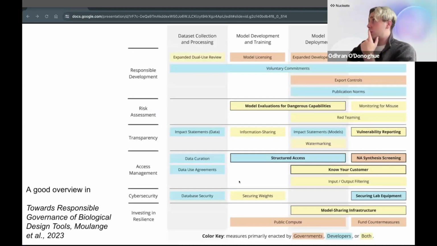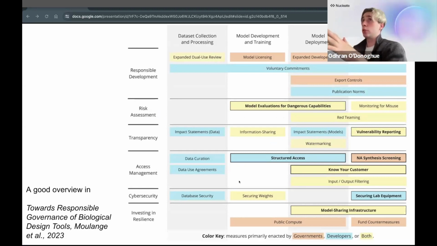Firstly, I mentioned that lab automation follows on from biological design tools. Don't worry about reading all of this. I'm just putting it up here to show that people are thinking about this in quite a degree of depth. This paper, Towards Responsible Governance of Biological Design Tools, Boulanger et al. in 2023, I think is a great one. It gives an overview of a lot of different methods that people are considering for mitigating possible risks in these systems.